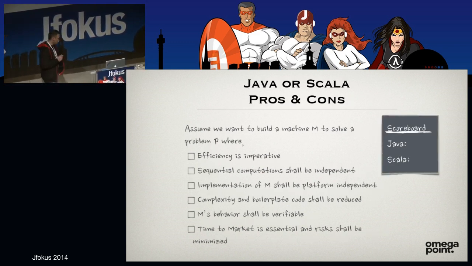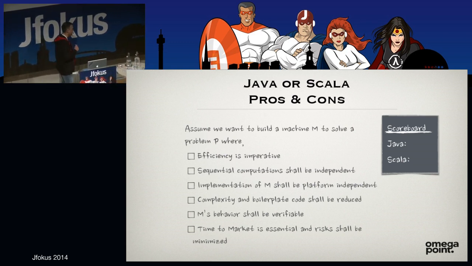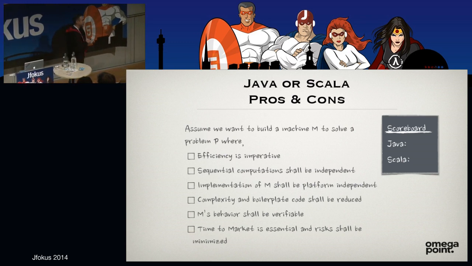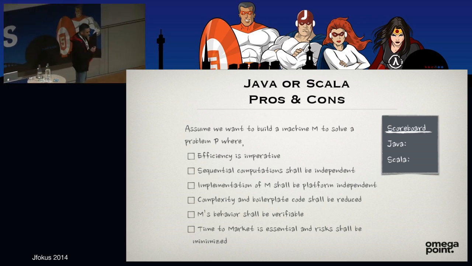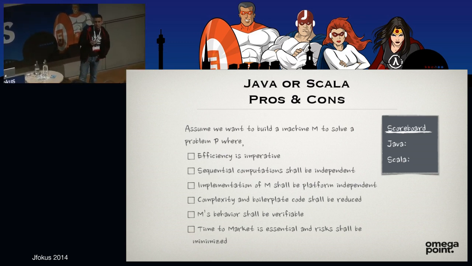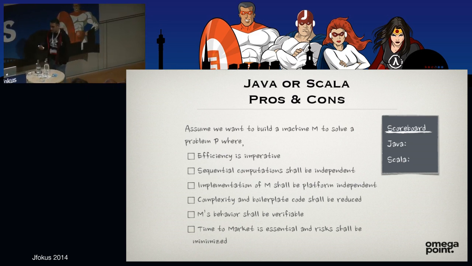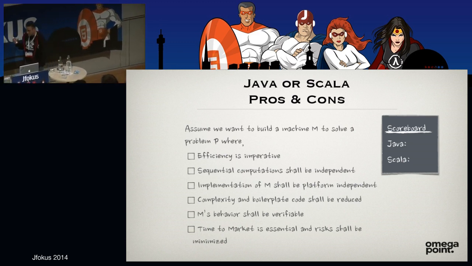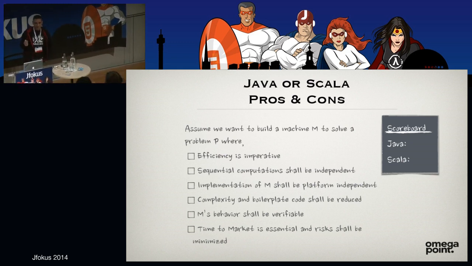Okay, let's talk about the first one, efficiency, since that one is imperative. First of all, is it possible to write efficient code in Java? Sure. I mean, it's not really any harder to do that in Java compared to Scala. So I wouldn't say that the efficiency requirement is language specific in this case. It's more of a design issue. So in that case, we're just going to give them 1 score each.